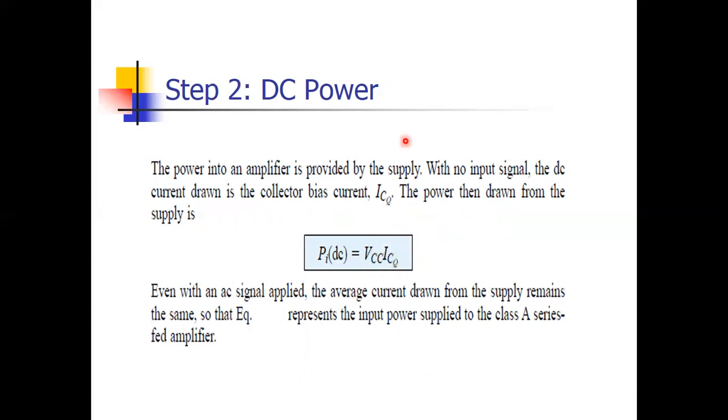So again listen, DC power means due to the power supply. There is no AC signal, only the DC supply is there. So the DC supply is VCC and the current is ICQ. So DC power is calculated with the help of VCC and ICQ.